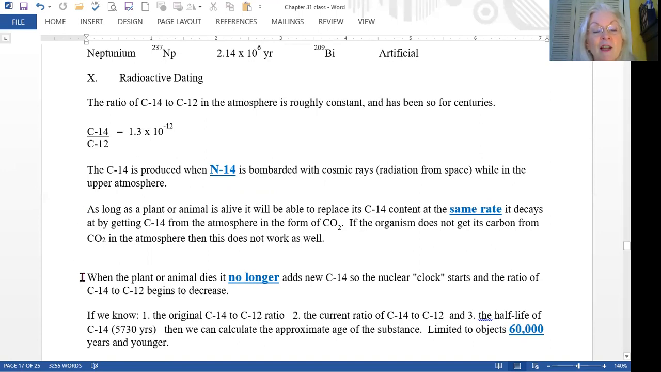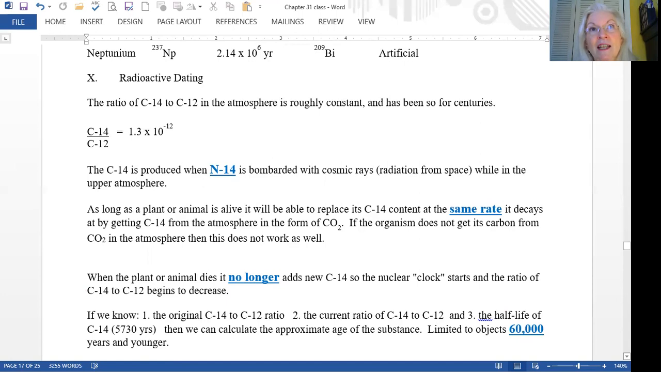So when the plant or animal dies, it stops adding new carbon-14. And that's like turning on a nuclear clock. It's like you begin your countdown. You say, okay, I'm dead. No more new carbon-14. Tick, tick, tick. The amount of carbon-14 is going to get less and less and less over time. So we can use it as a way to figure out the age of the material.